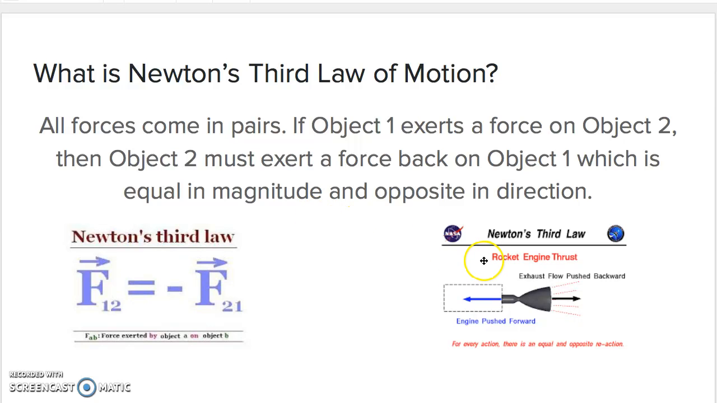Now we can also apply this to our daily lives, since this law of motion is very prevalent in everything that we do. For example, the exhaust from a rocket engine gets pushed backwards, and therefore the engine of the rocket gets pushed forwards. Of the same magnitude, but the direction is opposite, thanks to Newton's third law of motion.